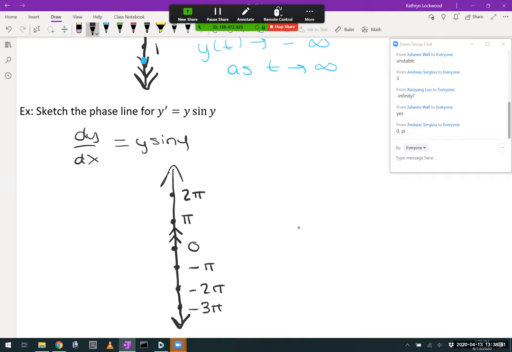Moving to the interval pi to 2 pi, here, y is still positive, but sine is negative on the bottom half of the plane. So altogether, we're gonna get a negative, and it's decreasing. What happens on the next interval between 2 pi and 3 pi? Will the function be positive or negative?